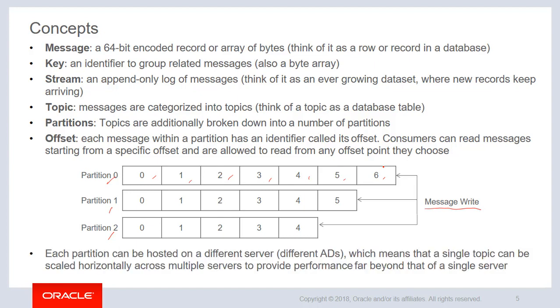Now the idea behind a partition is that each partition can be hosted on a different server, and this can be in different ADs. So partition 0 can be AD1, partition 1 can be AD2, and so on and so forth. This means that a single topic can be scaled horizontally across multiple servers in multiple ADs to provide performance far beyond that of a single server. And since the ADs share a very high throughput, low latency dark fiber network, latency is not a problem. So you could spread a single topic's partitions out across multiple ADs.